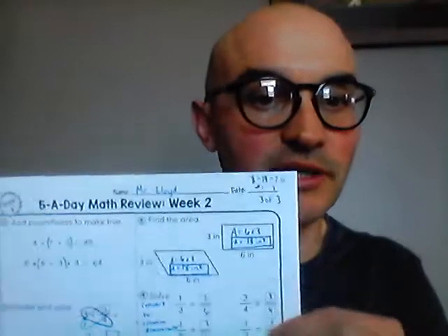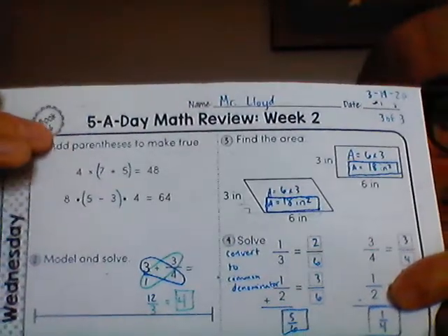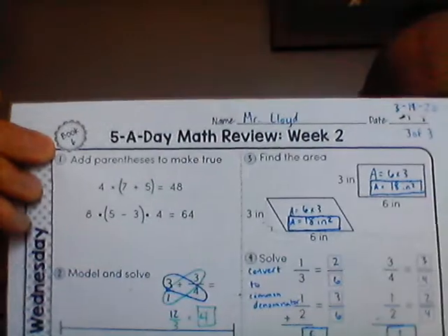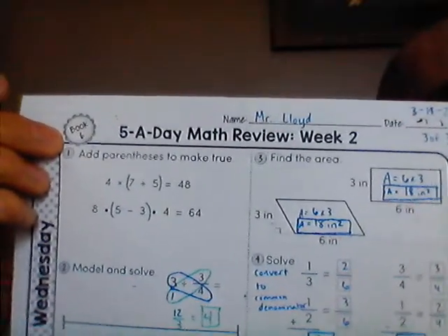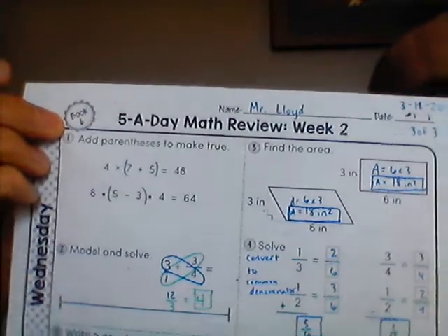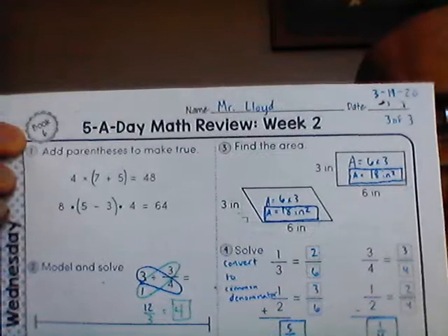Starting up here, problem number 1, add parentheses to make the statement true. You can see I put my parentheses around 7 plus 5. I do my parentheses first, so 7 plus 5 is 12. Then I multiply 12 by 4 to get 48. So that set of parentheses makes that statement true.